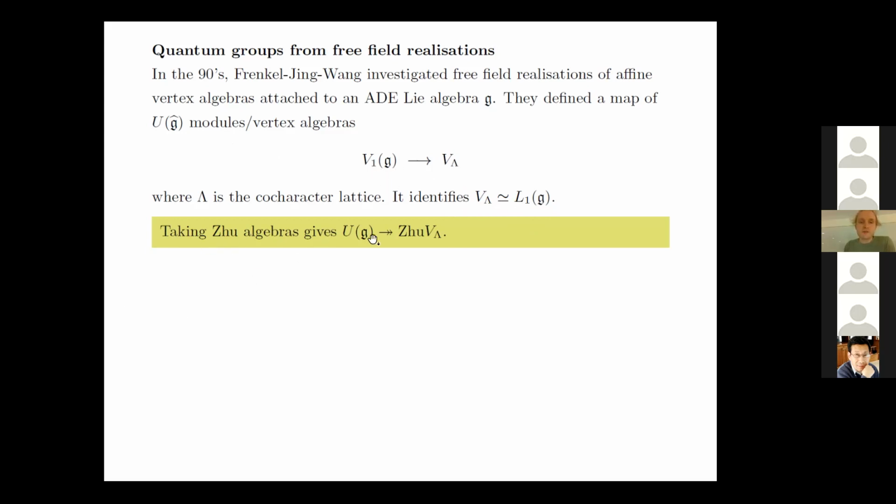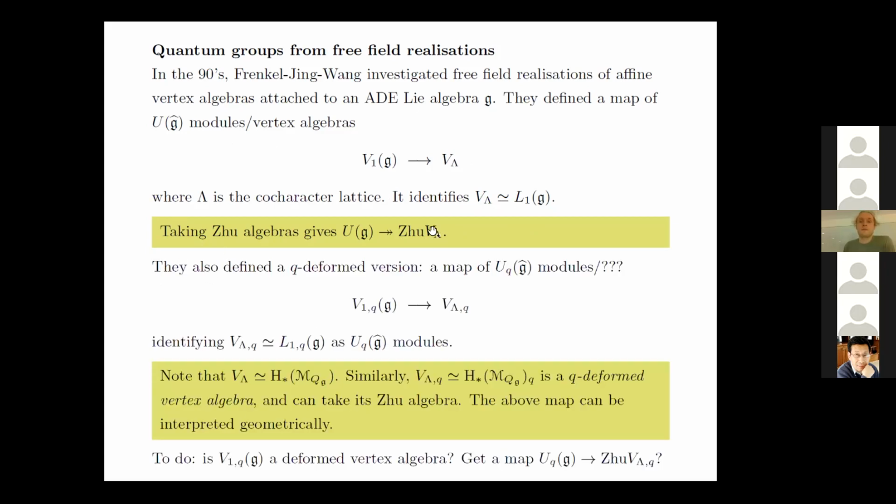And so taking Joule algebras gives you the map from U of G to the Joule algebra. So if you want to Q-deform this picture, how do you do it? Well, the obvious thing to do is that you should first take this V of lambda. Notice that this is just homology of a certain moduli stack.